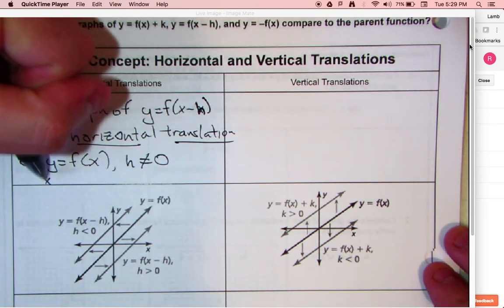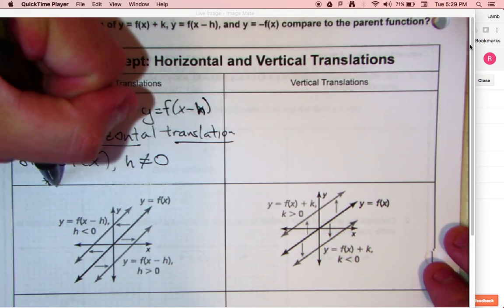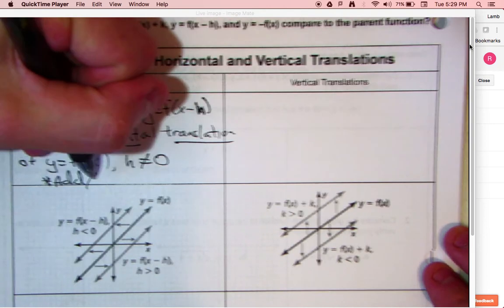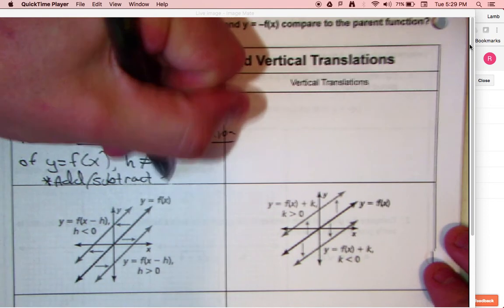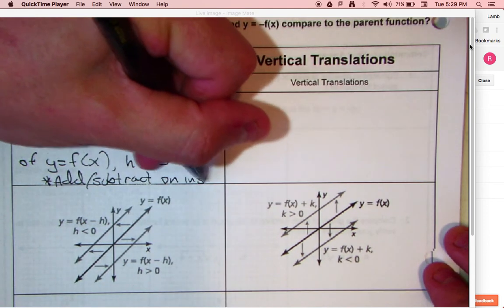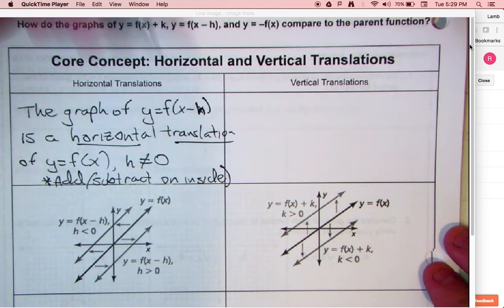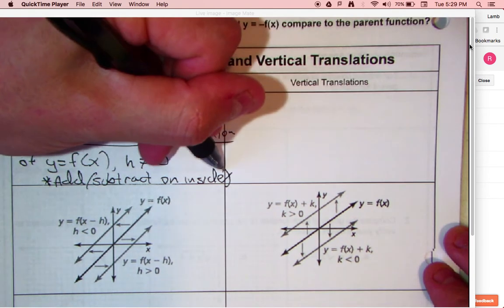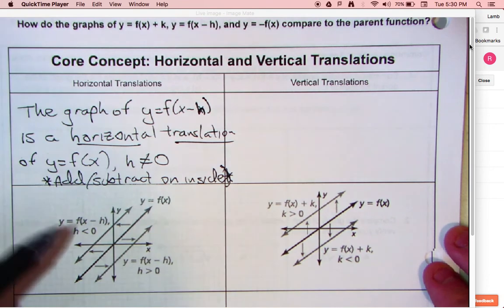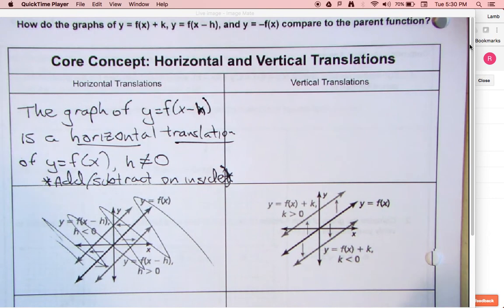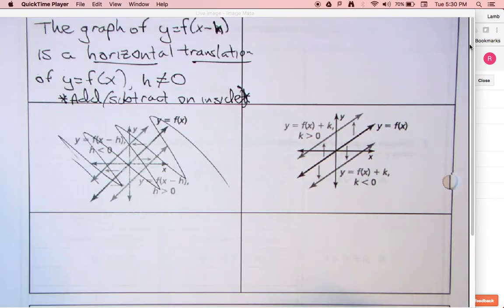Now, if you remember, earlier I had mentioned something about adding and subtracting on the inside. Adding and subtracting on the inside. Keep that in mind right here. We're going to skip over this graph because I don't like these graphs, so just cross that out. Here are some side notes that will help you with the examples.